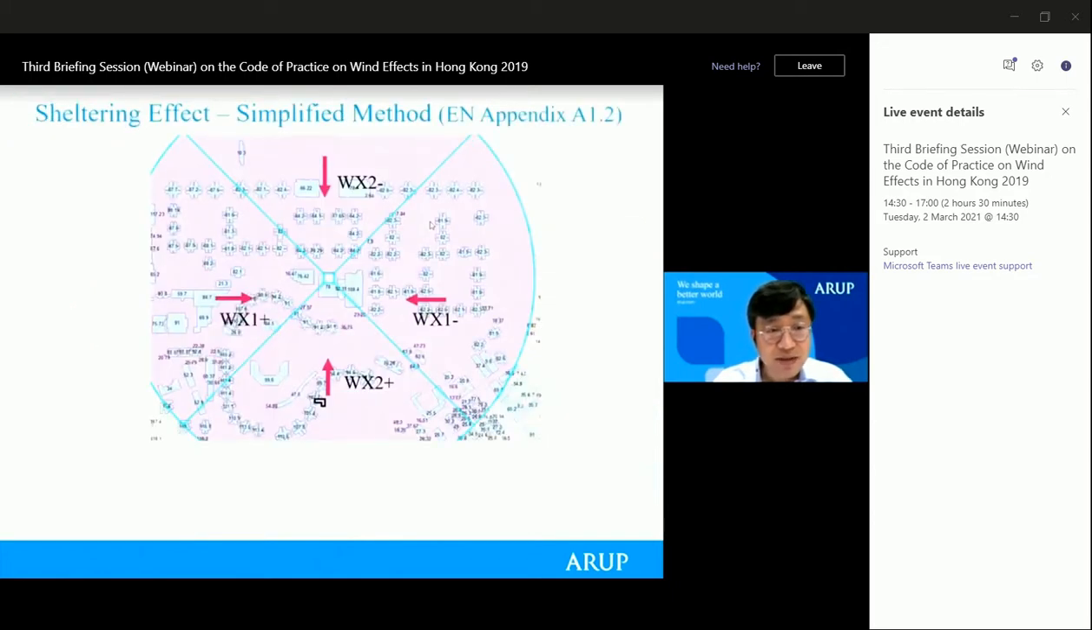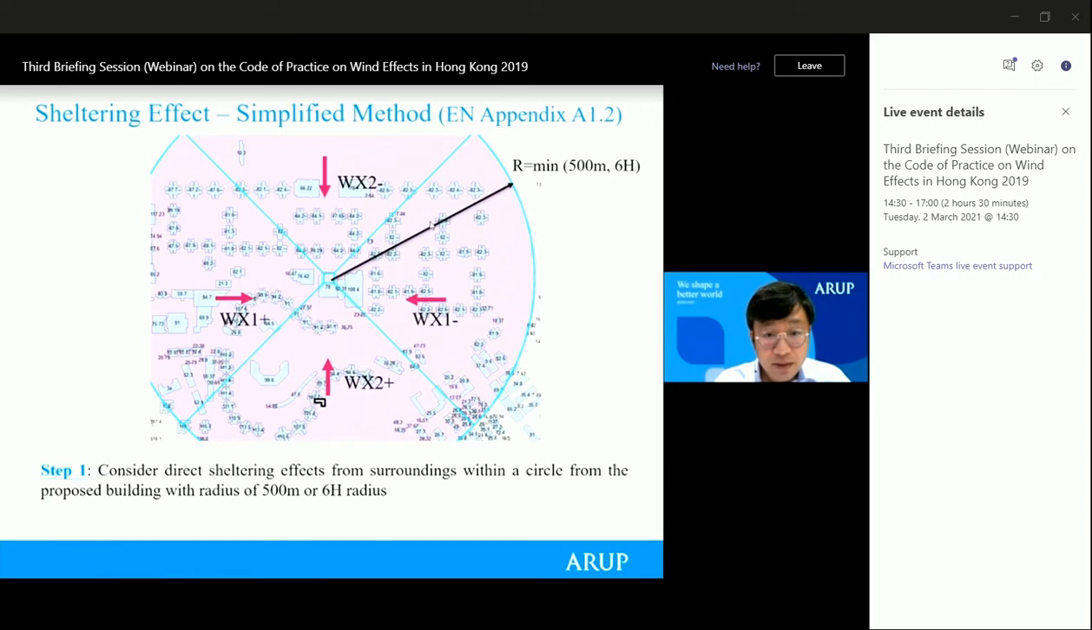After the calculation of the directionality factor, we are going to consider the shattering effect. As explained before, this target building is located in a dense urban center, and all the surrounding buildings are of a similar height and very close. Because of that, the simplified shattering calculation approach can be applied. The detailed procedure is in Appendix A1.2 of the code.